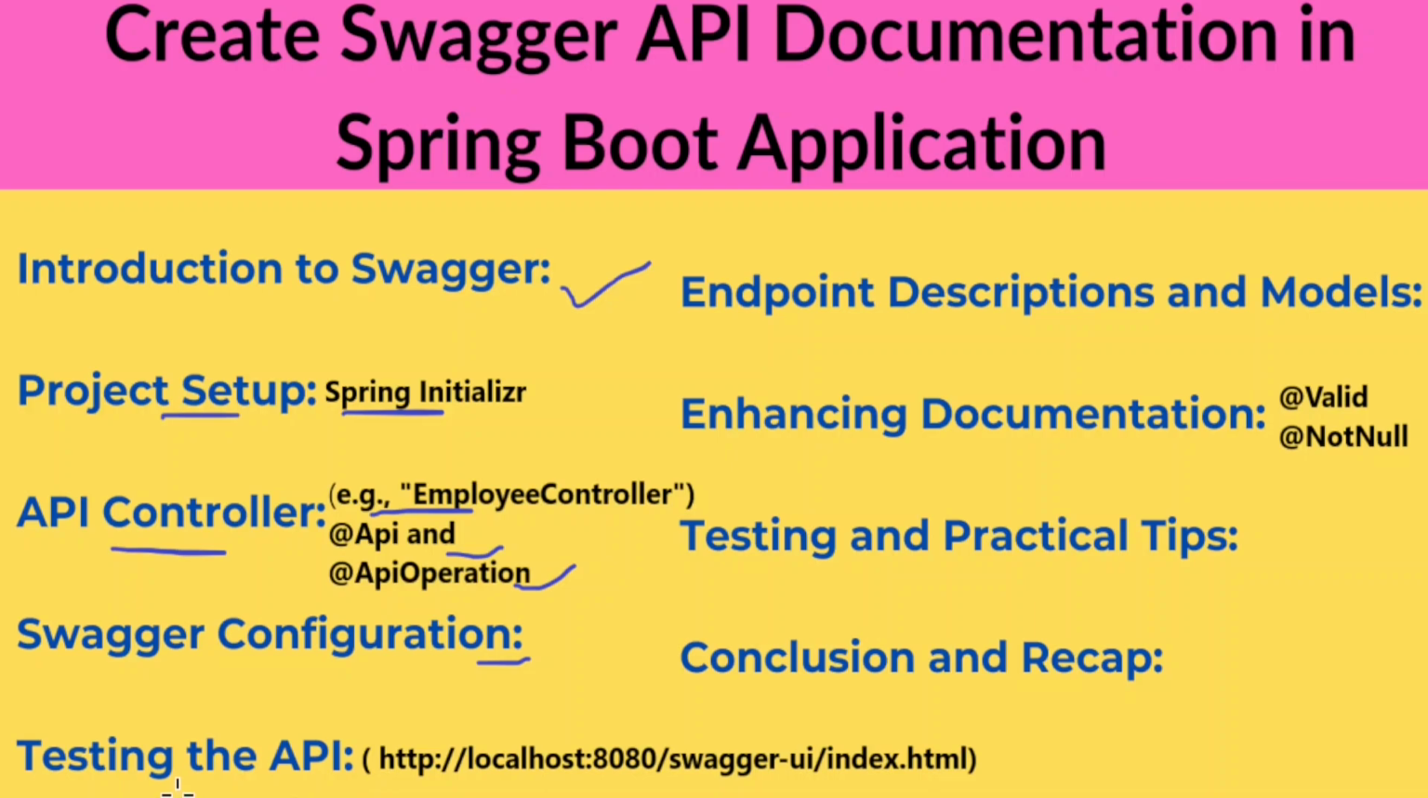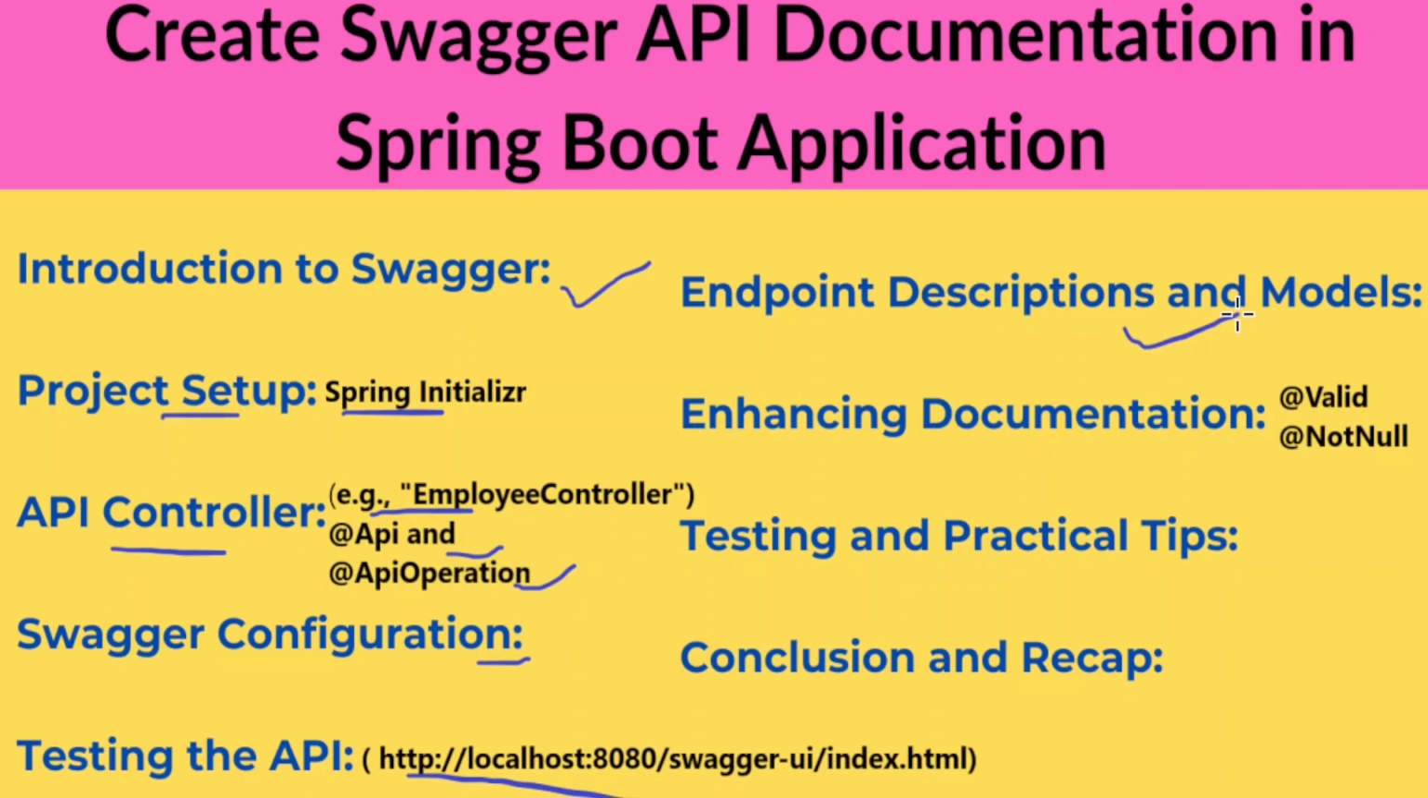Next one is testing the API. We will execute our Spring Boot application and access the Swagger generated API documentation at http://localhost:8080/swagger-ui/index.html. You will learn how to navigate the Swagger UI interface and interact with the various API endpoints.